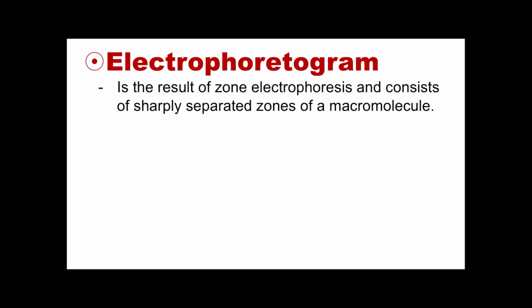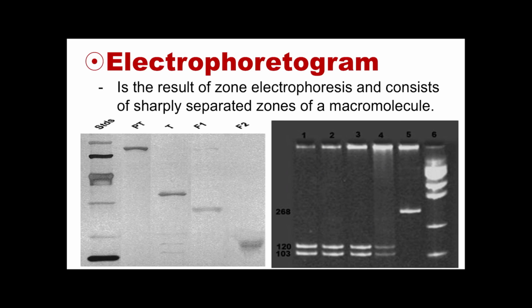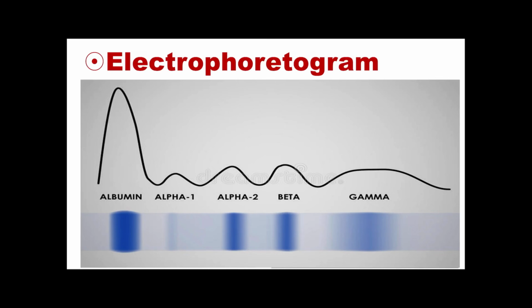So after migration and separation of those macromolecules in zone electrophoresis, we can now visualize the patterns of separation of these proteins, and we call it the electrophoretogram. So in short, this is the result of zone electrophoresis, and it consists of sharply separated zones of macromolecules such as this one. So you can see protein bands, and normally after separation of these macromolecules using electrophoresis in a support medium, we stain the support medium in order to visualize the bands. So it also looks like this one.